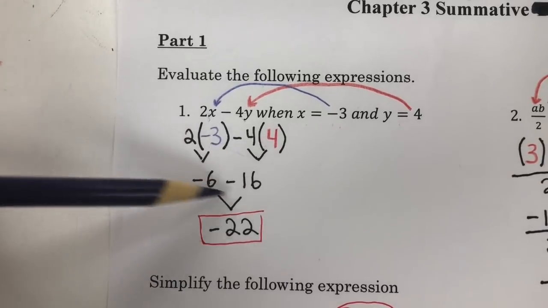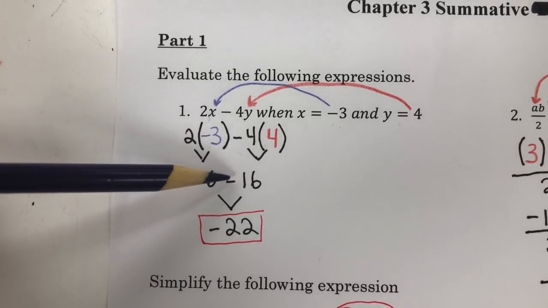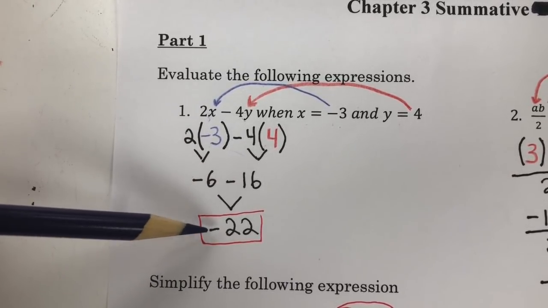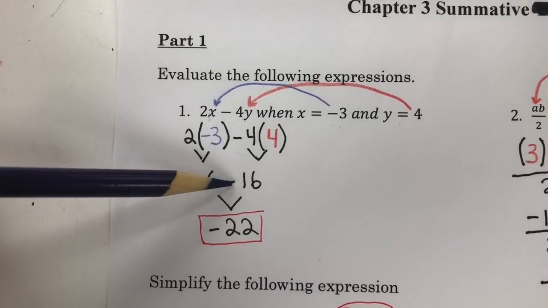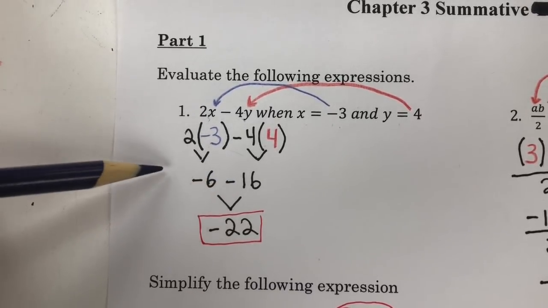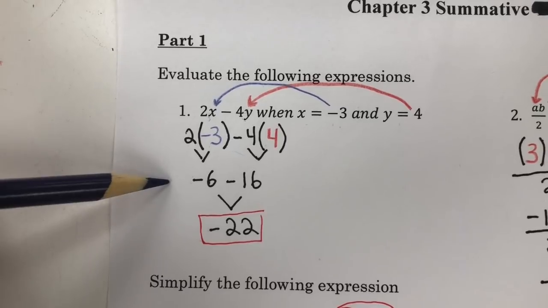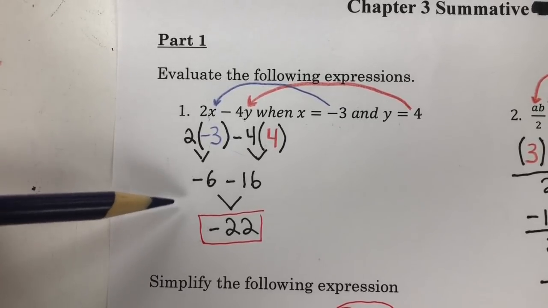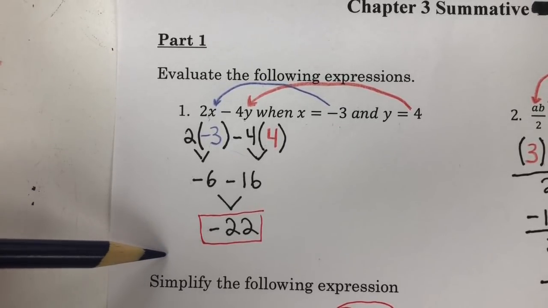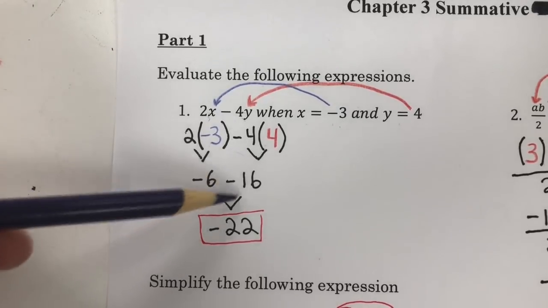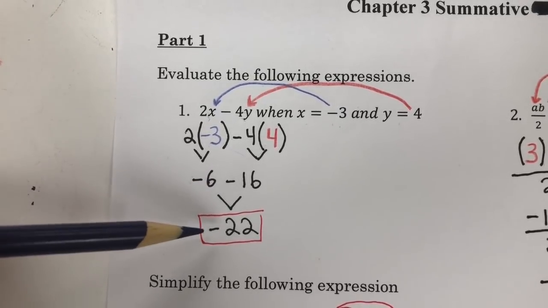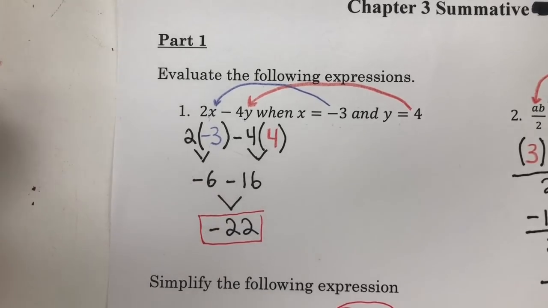We have more negatives than positives, so we know it's going to be a negative number. And think of a negative and a negative as a dig. You dig down 6 feet, then you dig down 16 more feet, so you're adding the two together. It's going to be negative 22.